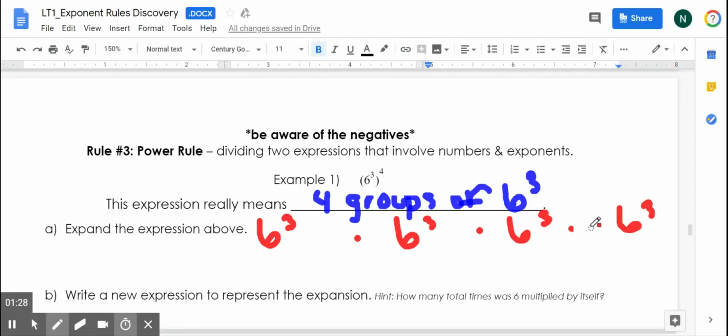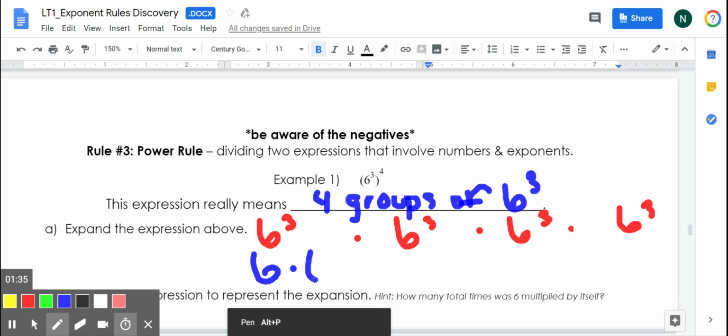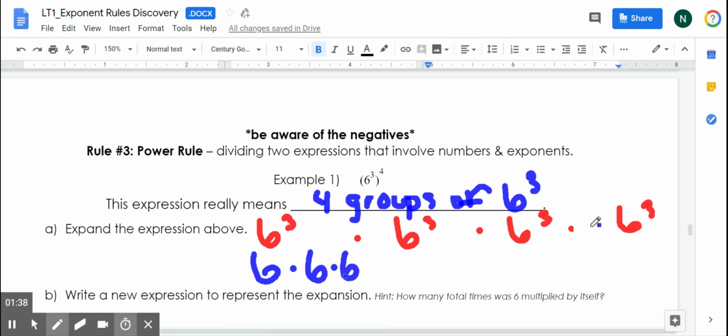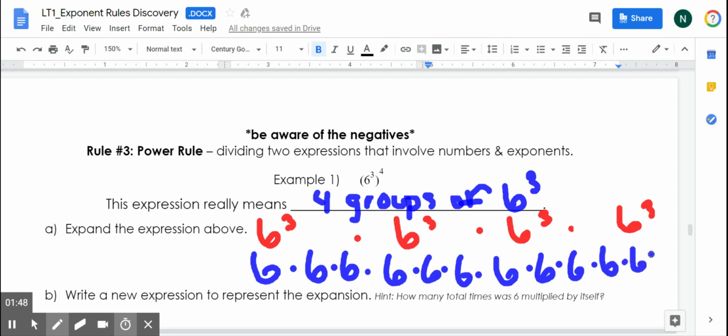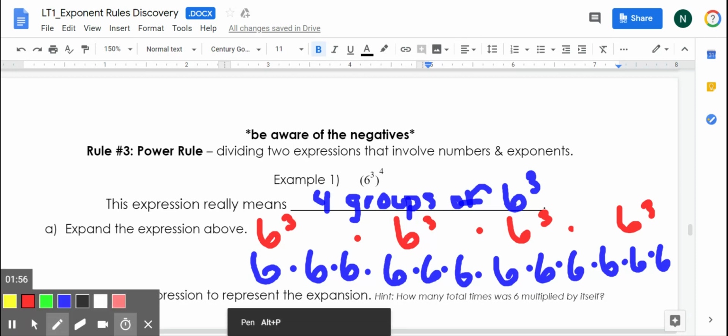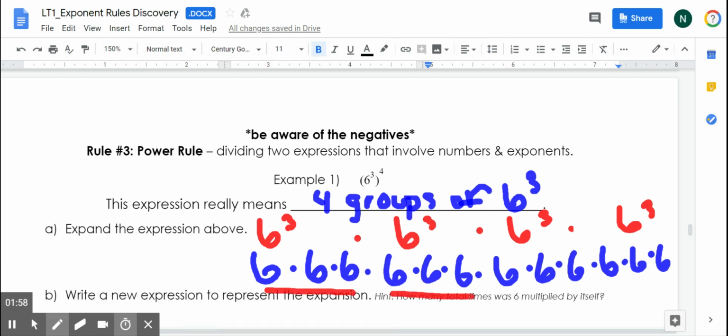Now let's even break this down further. What is 6 to the third power? Well, 6 to the third power means that I am multiplying 6 3 times here, 3 times here, another 3 times, and then my last 3 times. There. So again, I should have 1, 2, 3, there we go, 4 groups of 6 to the third power written out.